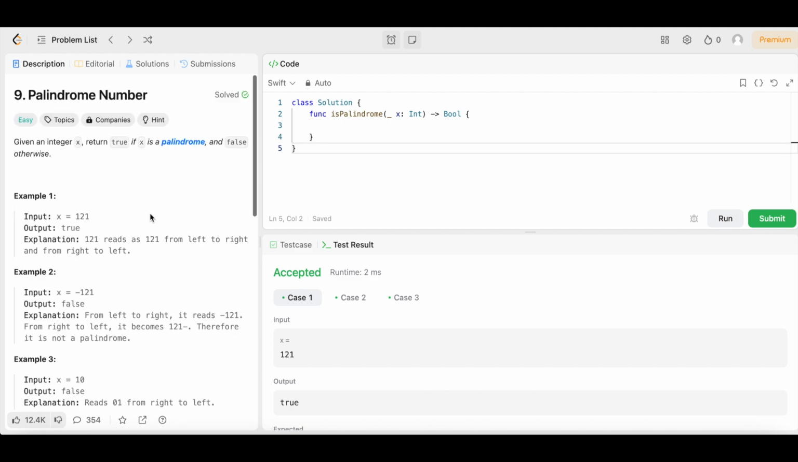But in this case, we're dealing with numbers. We want palindrome numbers or integers. So it says, given an integer x, return true if x is a palindrome and false otherwise. And this is actually easy difficulty. So let's get right into it. Really, all this is about memorization. Just remember this formula. If you remember this formula, you'll be all right.